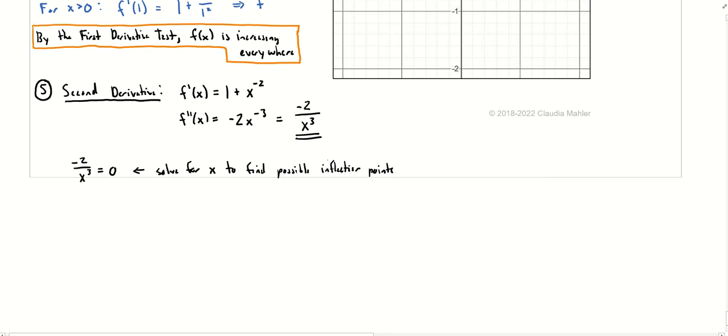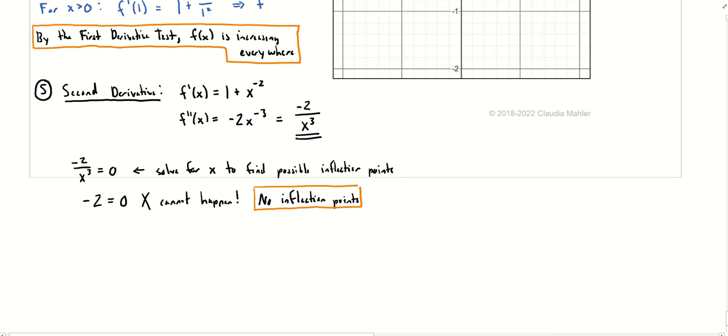Okay, so if I try to solve this for x, I can multiply both sides by x cubed. That gives me negative 2 equals 0. That can't happen, which basically just means we don't have any inflection points. So there's no places where our second derivative is defined where the concavity can change.